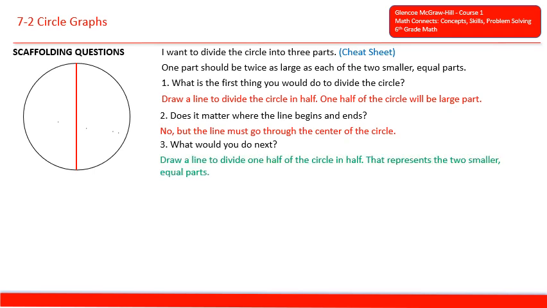What would you do next? Draw a line to divide 1/2 of the circle in half. That represents the 2 smaller equal parts. There you go. So this left side of the circle, I cut in half with that green line. What part of the circle does each of the smaller parts represent? 1/4, right? And what does the large portion represent? 1/2.